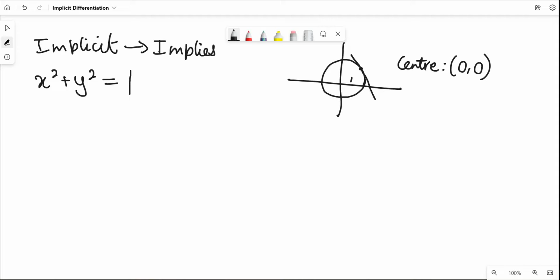And how we do this is we want to find dy by dx, because that is the gradient using calculus. So how would we do that in this situation? The normal method would be rearranging. So y squared equals 1 minus, bring the x squared over, and you get 1 minus x squared. And then make y the subject, so y equals square root of 1 minus x squared.